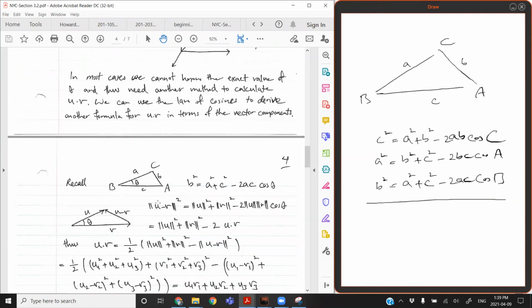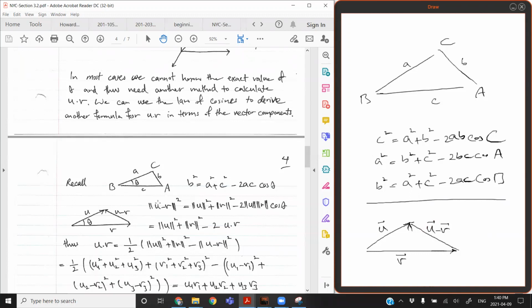Now, if I have two vectors u and v, then this vector here that goes from the end of v to the end of u is going to be u minus v. Because we can see by the tip to tail method, if I add up v and u minus v, I get u.